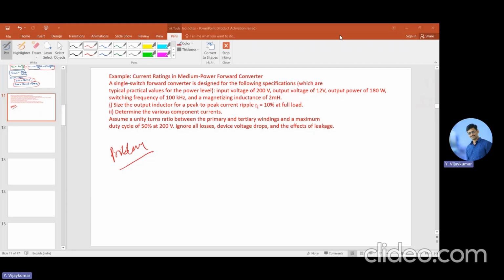This problem gives the current rating of a single switch forward converter, designed with a practical input voltage of 200 volts, an output voltage of 12 volts, a power rating of 18 watts, and a switching frequency of 100 kilohertz. The magnetizing inductance is 2 millihenries. We have to find the output peak current ripple, where the ripple is 10%, and determine various currents.